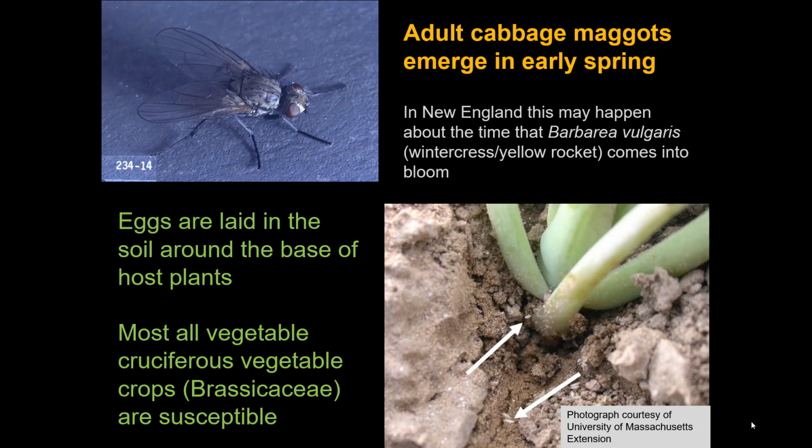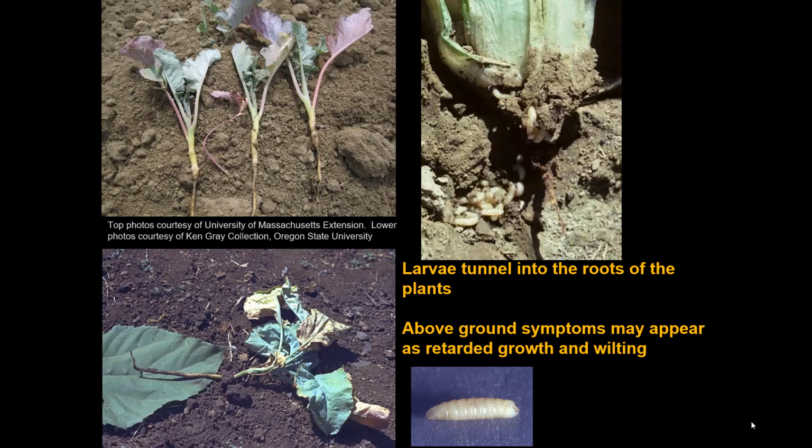The adult lays eggs around the base of host plants, and the host plants are mustard family plants. There's a lot of weeds that are mustard family, but those don't seem to be very important. Mustard family plants that we grow, and that's cabbage, broccoli, turnips, radishes, cruciferous vegetables in the Brassicaceae family, are susceptible. So they lay eggs in the soil. I think you maybe see some eggs in that photo in the lower right with the arrows pointing to it.